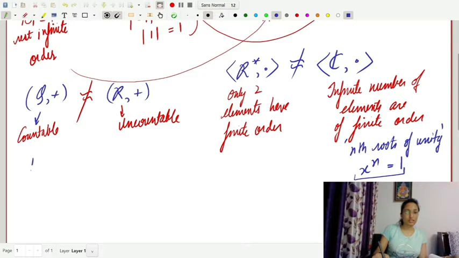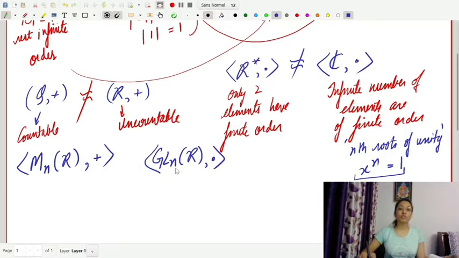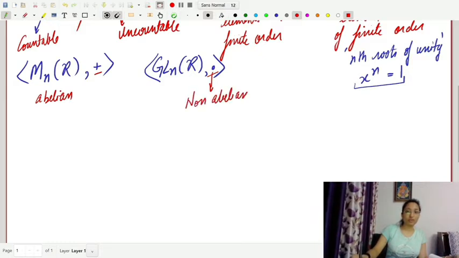Another example which we will consider is matrices of order n cross n over reals with the plus operation, and the general linear group over reals with the multiplication operation. General linear group consists of matrices whose determinant is non-zero. In this case, the group under addition is abelian, while as we all know, matrix multiplication is not commutative, therefore this group is non-abelian, and hence they are not isomorphic.